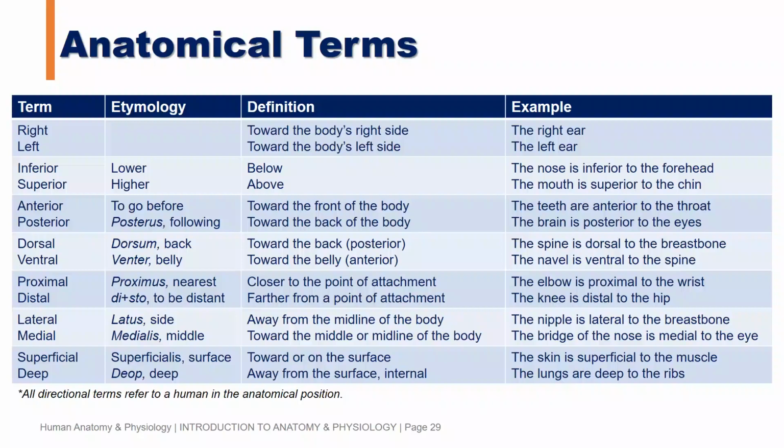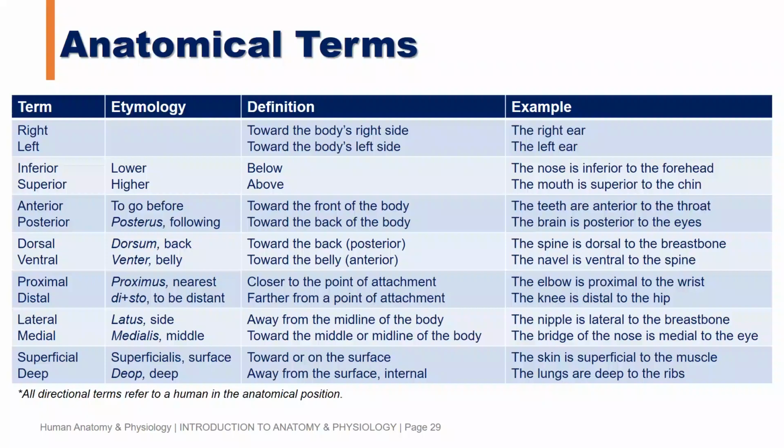And then for anterior and posterior, anterior means to go before or towards the front of the body. Remember a while ago, it's facing in front. So the teeth are anterior to the throat. Posterior is from the word posterus, which literally means following. You are basically directing towards the back of the body. So the brain is posterior to the eyes.